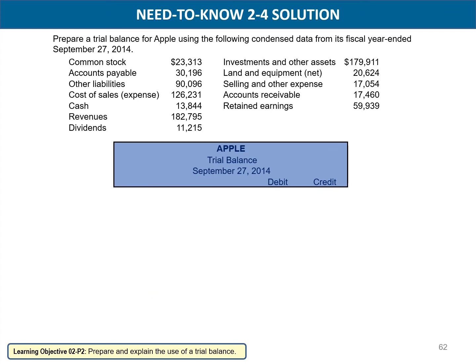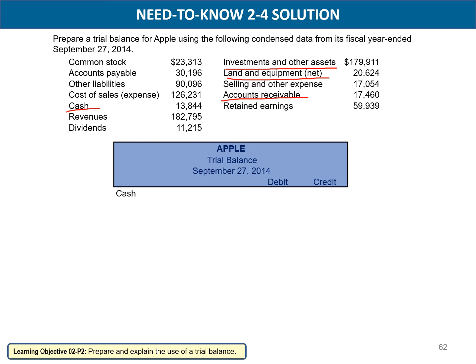Okay, so let's prepare our trial balance. One of the first things that I would do is go through the list of accounts and say, okay, I know that my asset accounts are the first accounts that have to show up on my trial balance. So I would go through all the accounts and ask, what asset accounts do I have? In the first column, the only asset account I have is cash, right? And then in the second column, I have a couple. I've got investments and other assets, I have land, and I have accounts receivable. Those are the accounts that you want to pull down first on your trial balance.